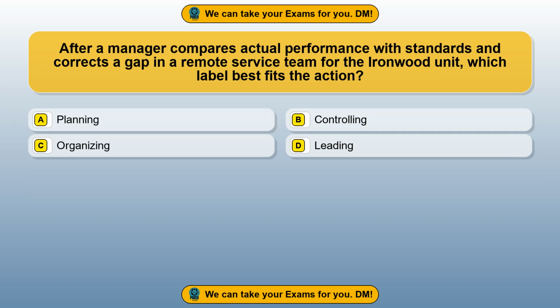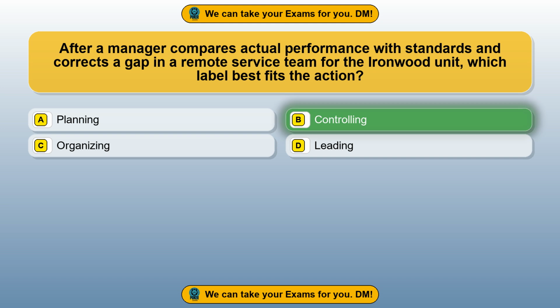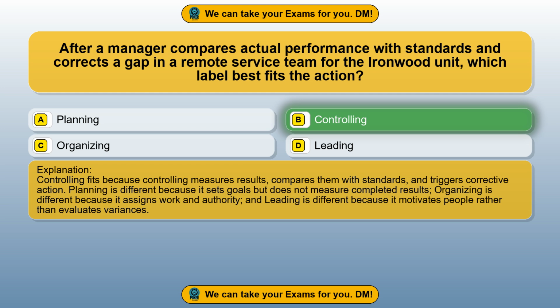Question 17. After a manager compares actual performance with standards and corrects a gap in a remote service team for the Ironwood unit, which label best fits the action? Option A, planning. Option B, controlling. Option C, organizing. Option D, leading. The correct answer is option B, controlling. Controlling fits because controlling measures results, compares them with standards and triggers corrective action.